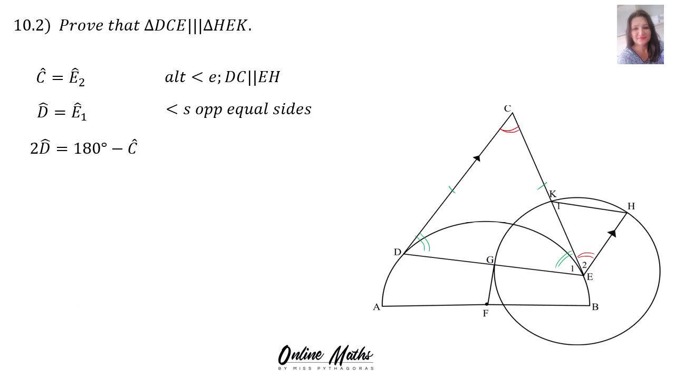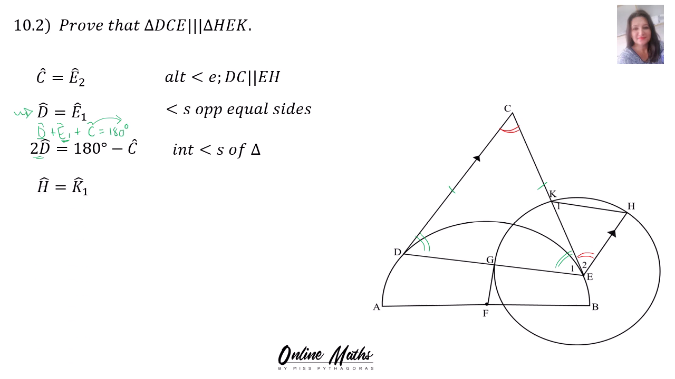Furthermore, have a look at this. In that triangle, we can say that angle D plus angle E1 plus angle C is equal to 180 degrees, angles of a triangle. But remember, in the previous statement, we said that D is equal to E1. So we can substitute E1 with another D, and we have D plus D is 2D. And you can let the C walk across and it becomes 180 minus C. Interior angles of a triangle.